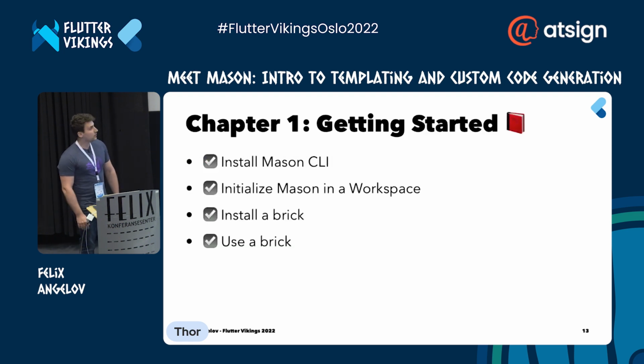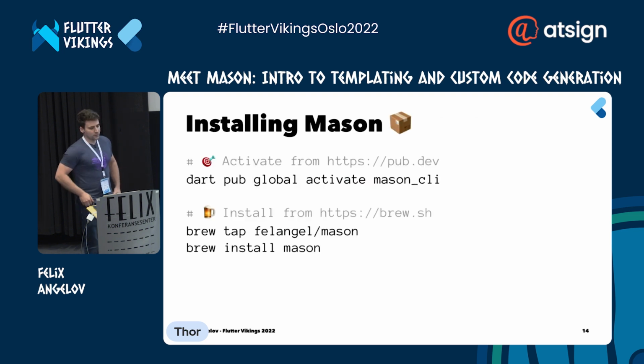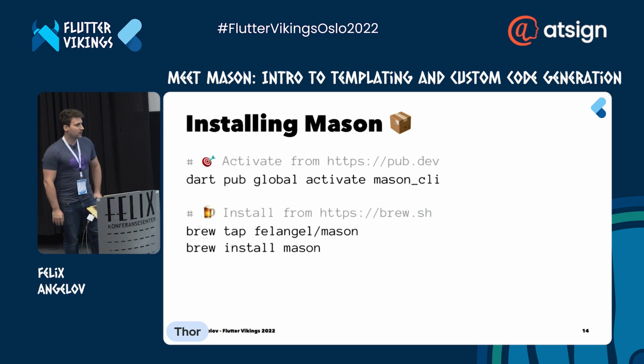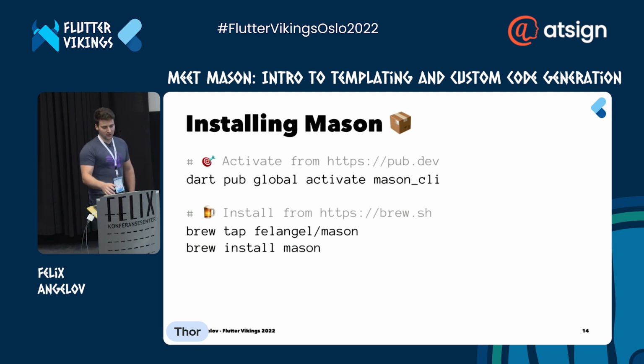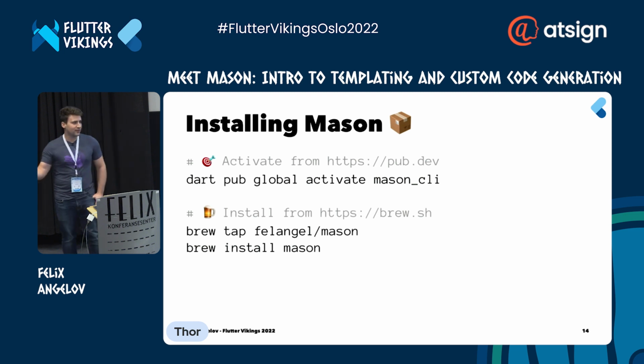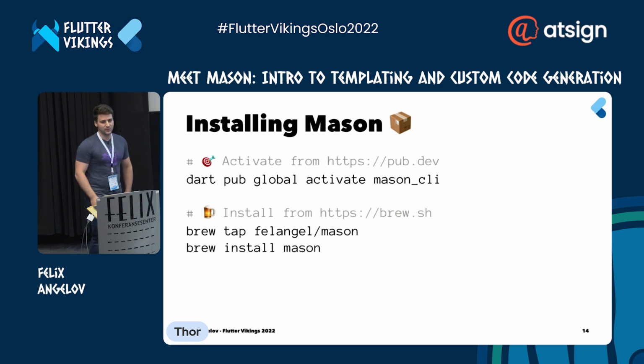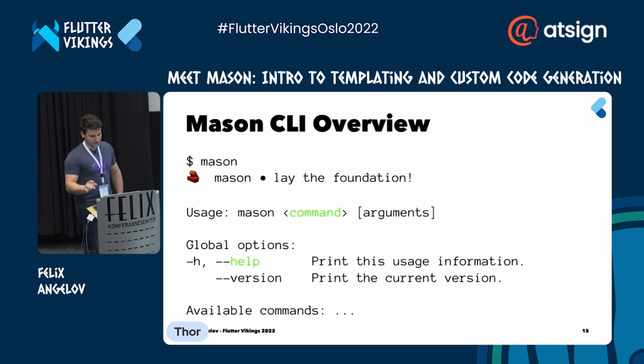I want to quickly look at how you can get started with Mason really easily, and then we'll dive into some of the more advanced topics. The easiest way to get started with Mason is to install it from pub.dev: dart pub global activate mason_cli. Disclaimer, you need Dart on your machine before doing this. But if you prefer using Homebrew, you can use Homebrew. Just one thing to note is on Homebrew, it's named mason, and on pub.dev, it's mason_cli. That's confusing to some people, so just keep that in mind.